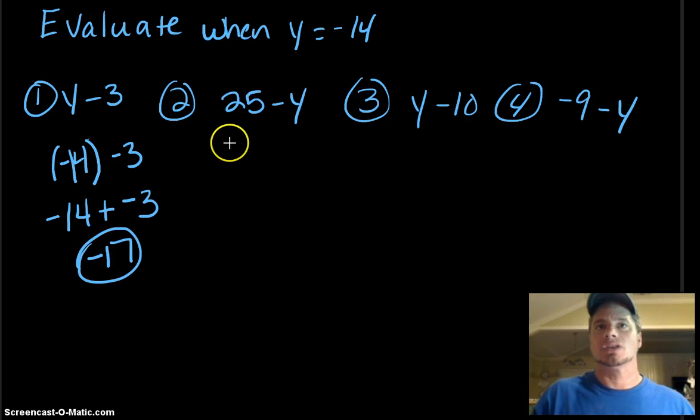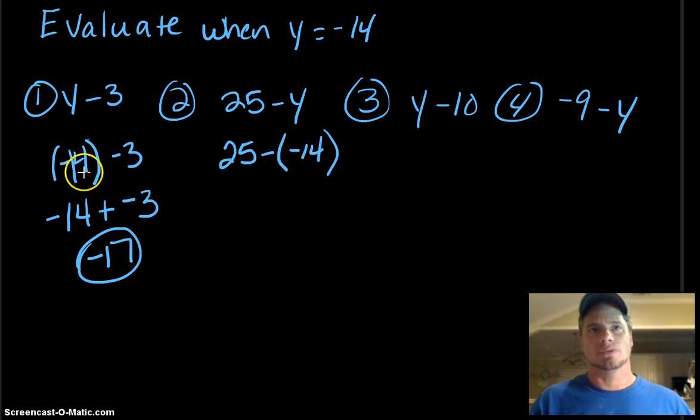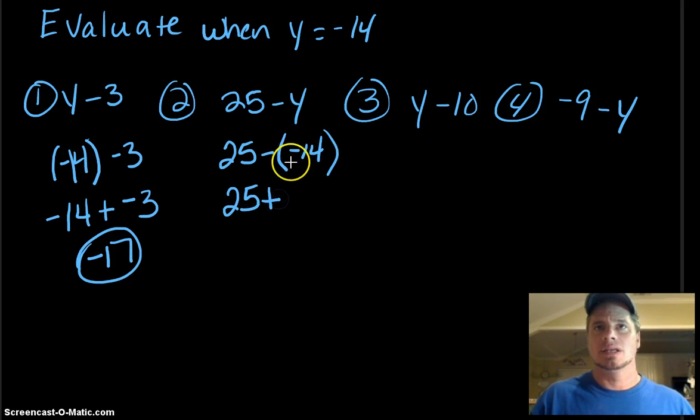Okay, 25 minus y. Let's write 25 minus parentheses negative 14. Now you can drop parentheses like I did here on the next step. We just want to do that for a substitution here, just so our signs stay correct. We want to change this to addition. So it's 25 plus, now I need the opposite of negative 14, which is positive 14. And we knew that two negatives together made a positive anyway. So same sign sum, this is obvious. 25 plus 14 is 39.